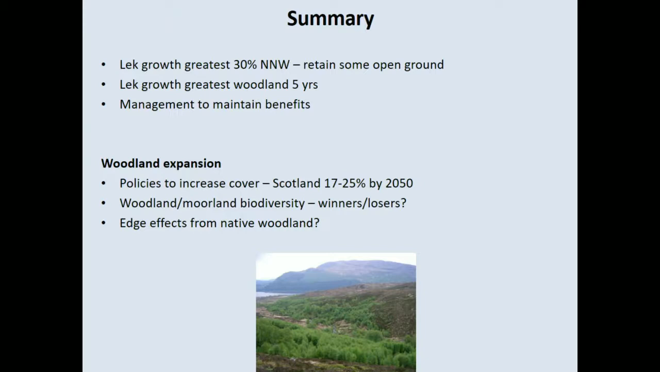And finally, as I mentioned, I think looking further at whether native woodland induces the same kind of edge effects, in terms of predation risk, that commercial conifer forestry is associated with would also be useful. Okay, thanks for listening.